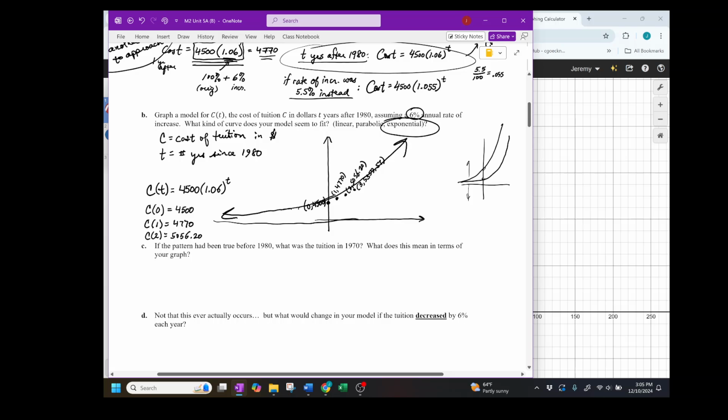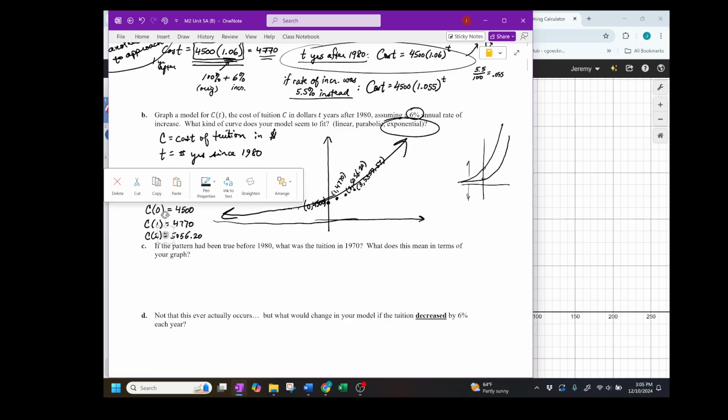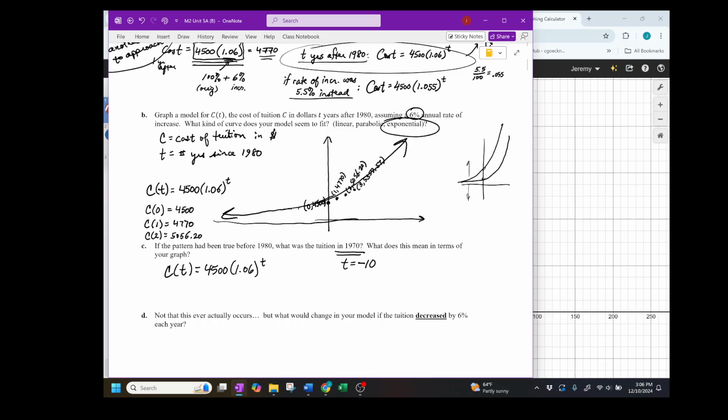If the pattern had been true before 1980, what was the tuition in 1970? So here's our function, C of t equals 4,500 times 1.06 to the t. If this pattern had been true beforehand, you should be able to plug in t values that indicate prior years. So in 1970, years since 1980, that would be t equals -10. And this will work for that too. We can plug in C of -10, and I'll get 4,500 times 1.06 to the -10.